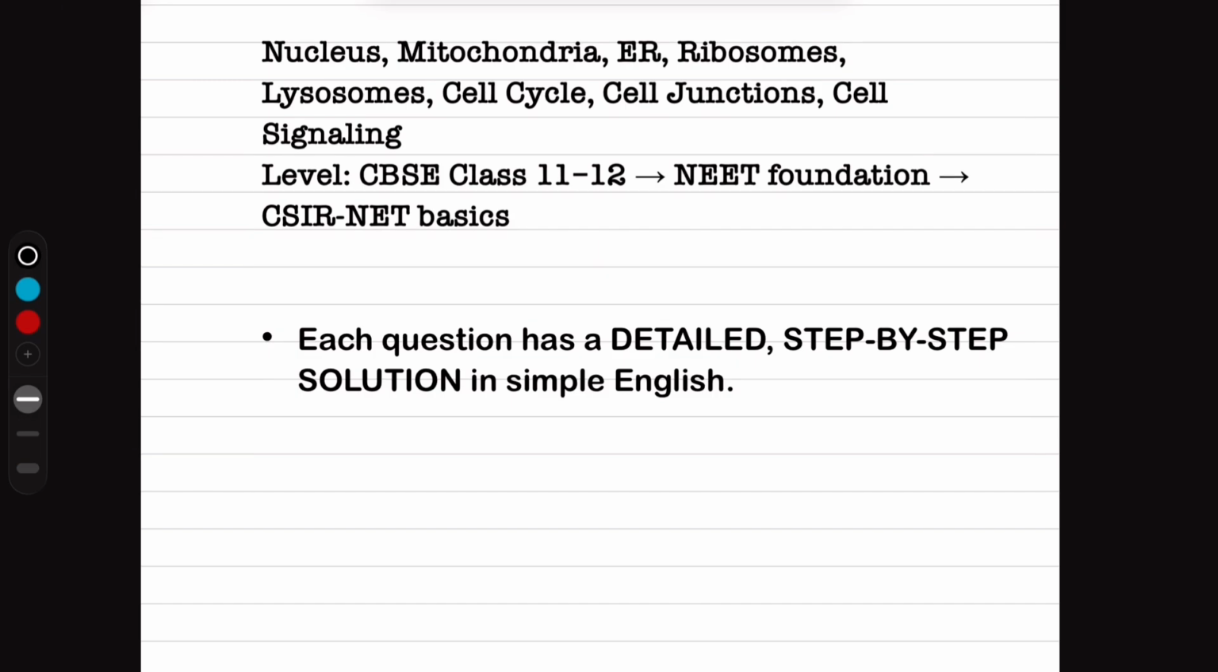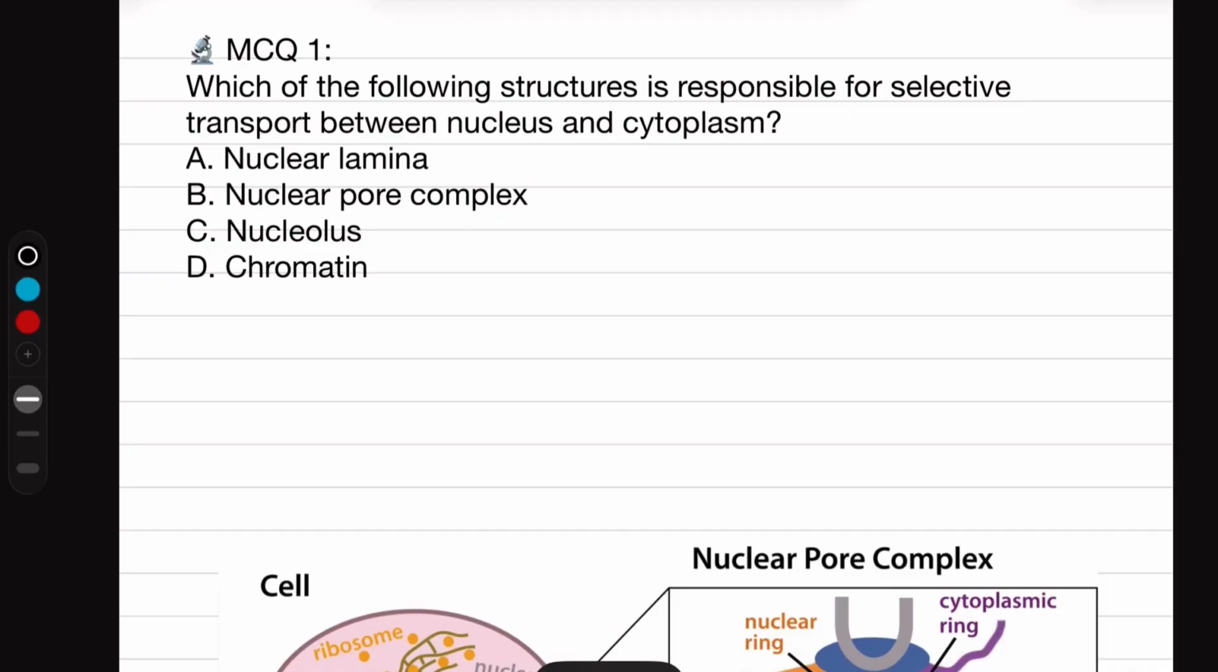Today we will cover all the MCQs related to the organelles that I have covered in my videos: nucleus, mitochondria, ER, ribosomes, lysosomes, cell cycle, cell junctions and cell signaling. These will be very helpful for part B of CSIR-NET.